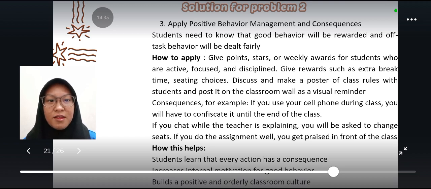How does this help? Students learn that every action has a consequence. It increases internal motivation for good behavior and builds a positive and orderly classroom culture.